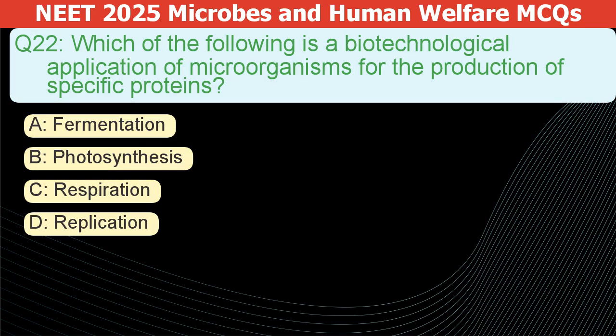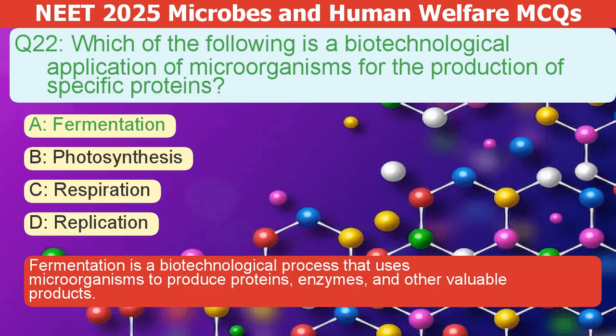Which of the following is a biotechnological application of microorganisms for producing specific proteins? A. Fermentation. B. Photosynthesis. C. Respiration. D. Replication. The correct answer is A. Fermentation is a biotechnological process that uses microorganisms to produce proteins, enzymes, and other valuable products.